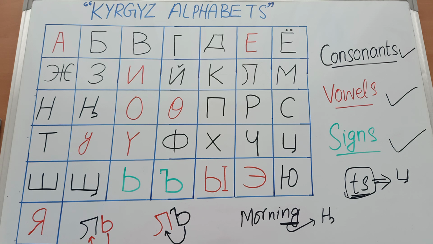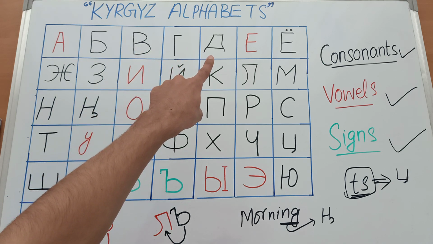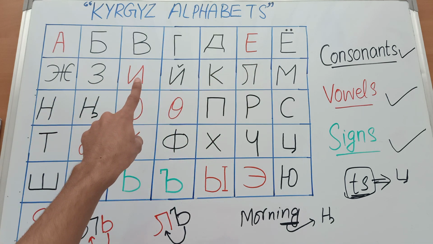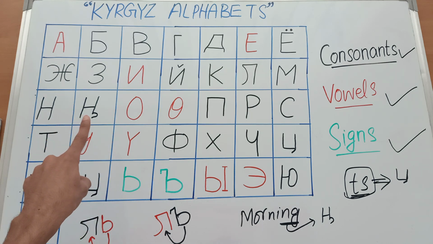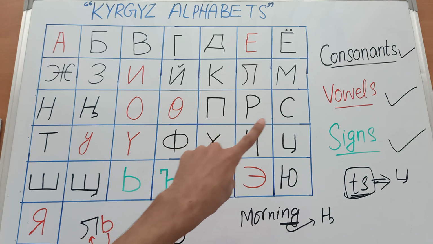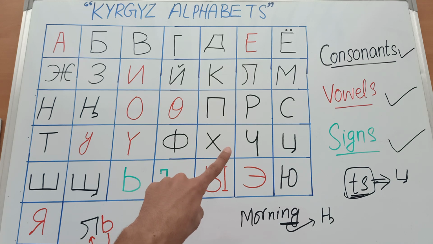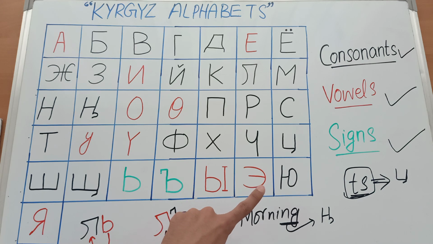Okay, let's come for the rapid review. A, B, V, G, D, Y or E, Yo, J, Z, I, U, K, L, M, N, ng, O, U, P, R, S, T, U, U, F, H, C, Sh, soft sign, hard sign, U, U, A, U, Ya.